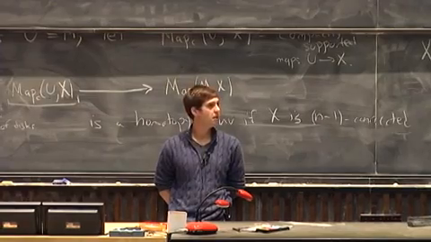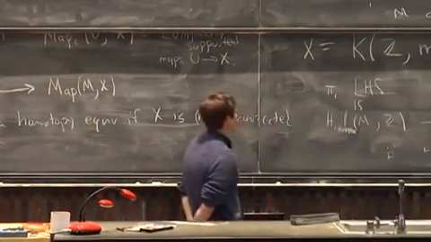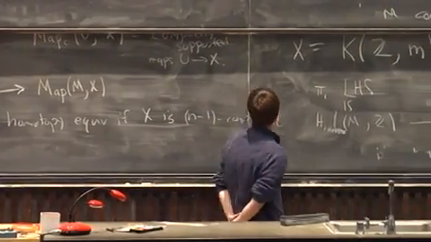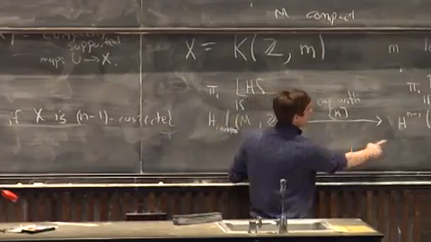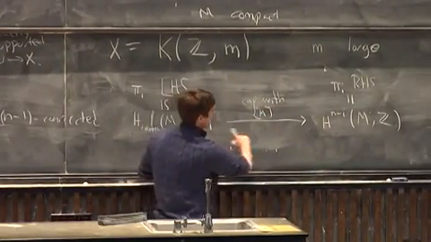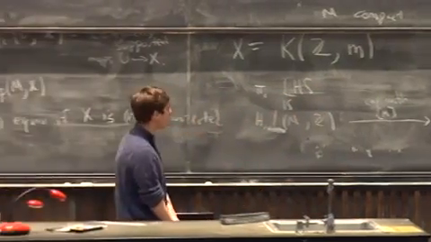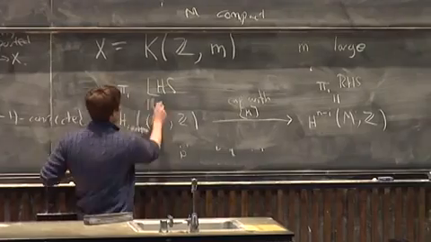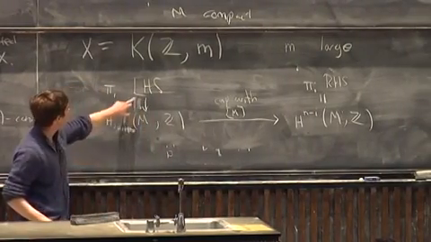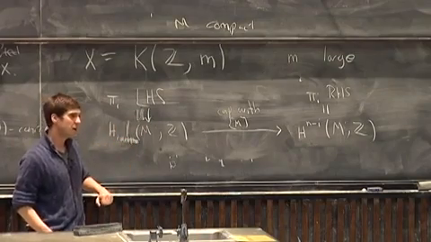Why do you need little m to be large? Why do I need little m? For the connectedness. Yeah. Well, of course, capping with the fundamental class is always an isomorphism for a manifold. That's the usual Poincaré duality statement. What happens is there's really a map from here to here, and I need m to be large in order for this map to be an isomorphism.